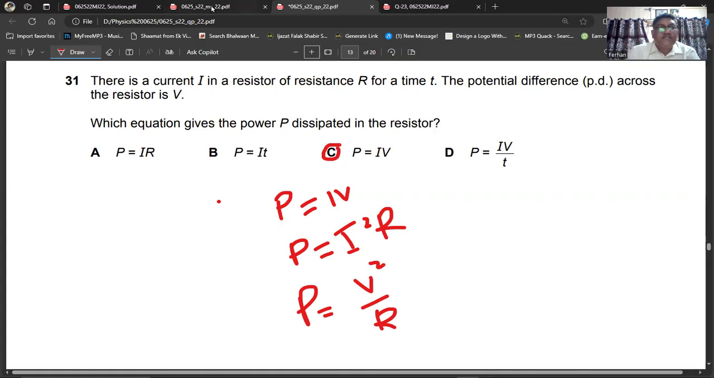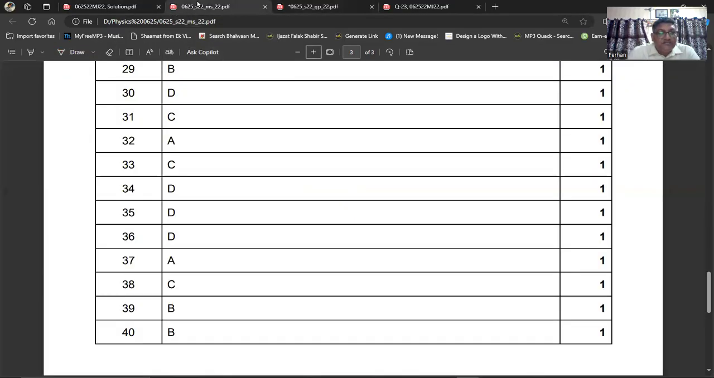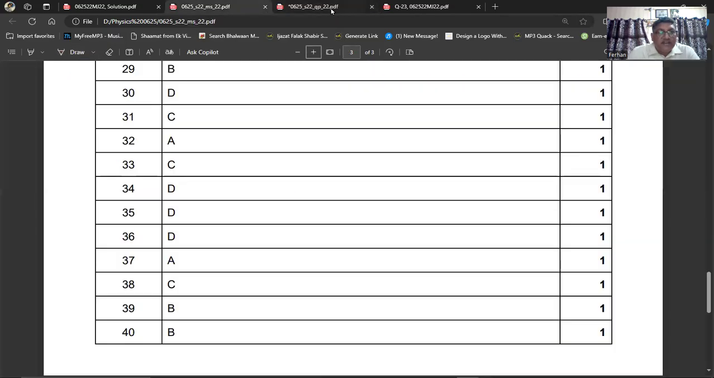So C is the choice. These are the three different formulae for power. Power is equal to IV, power is equal to I square R, power is equal to V square by R. So the correct formula given is this one. Power is equal to IV. Question number 31. C is the choice.